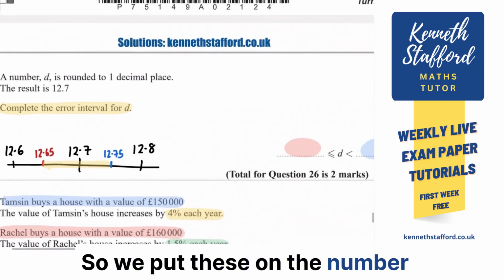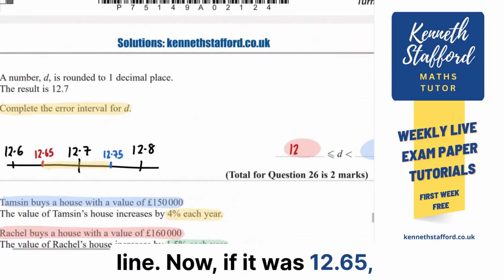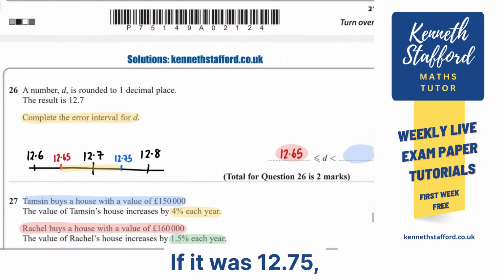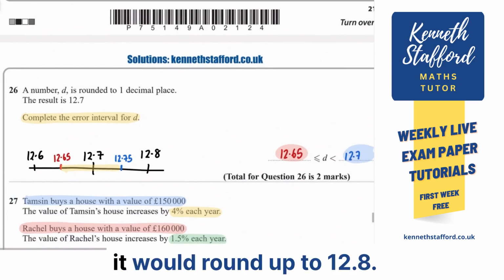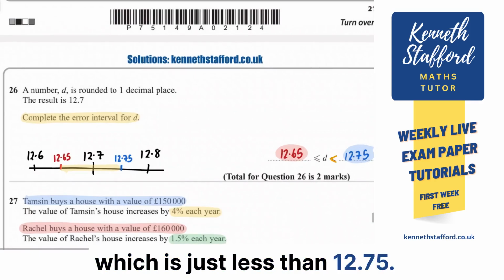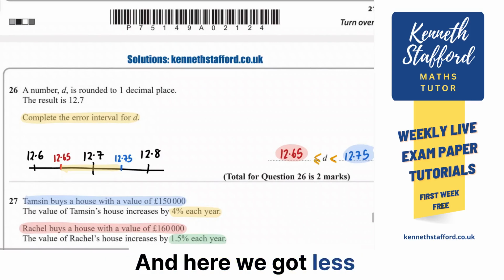So we put these on the number line. Now, if it was 12.65, it would round up to 12.7. If it was 12.75, it would round up to 12.8. And that's why we've got the inequality symbol here, which is just less than 12.75. And here we've got less than or equal to.